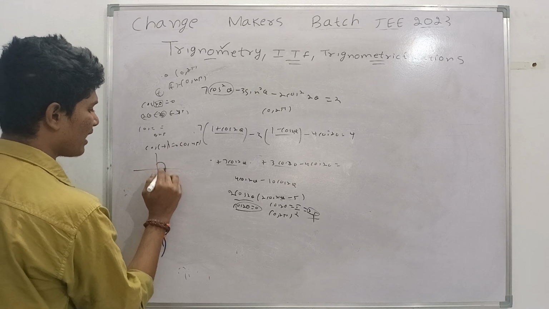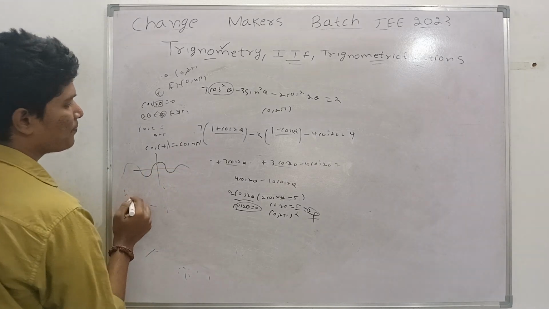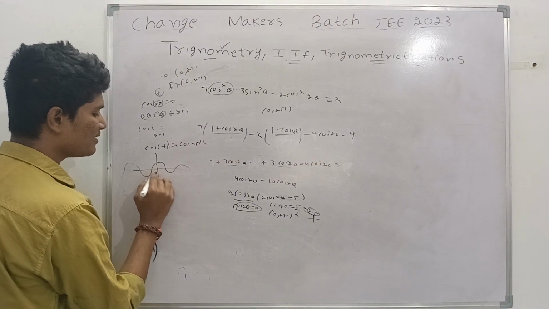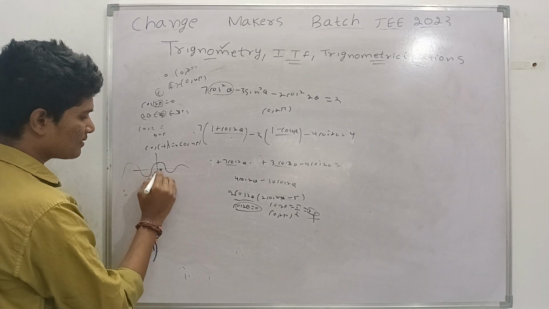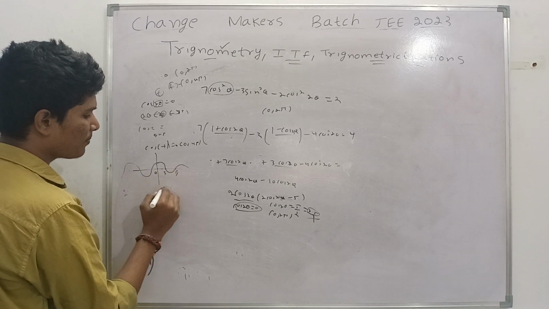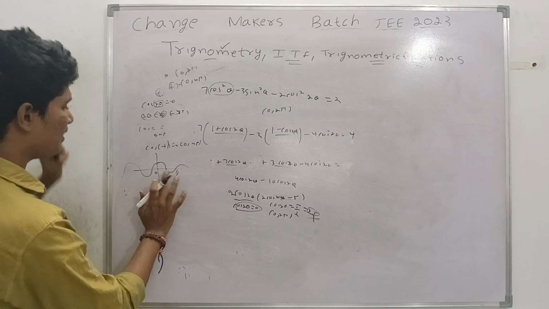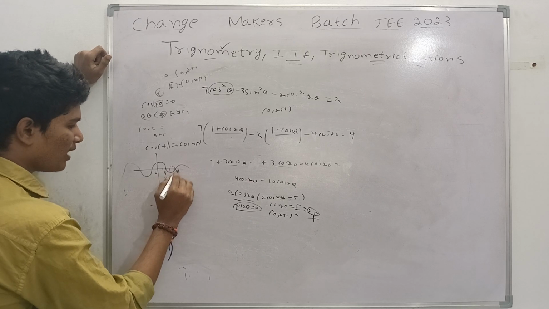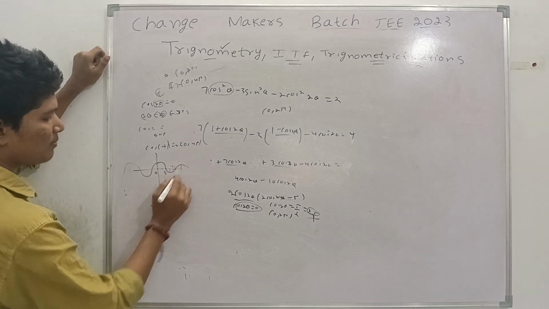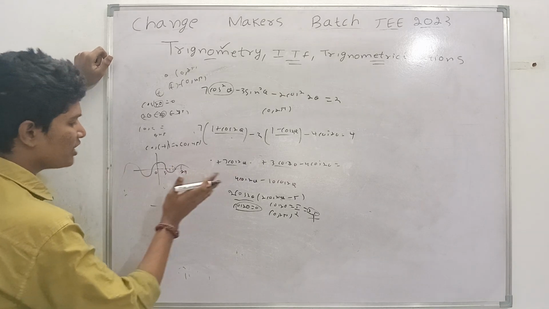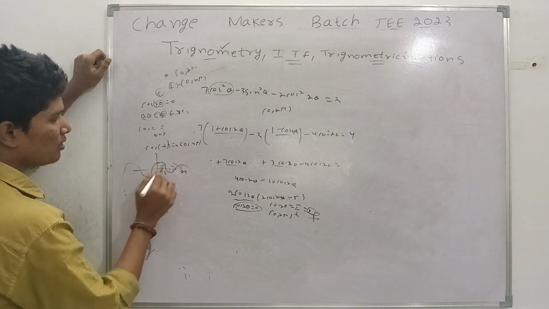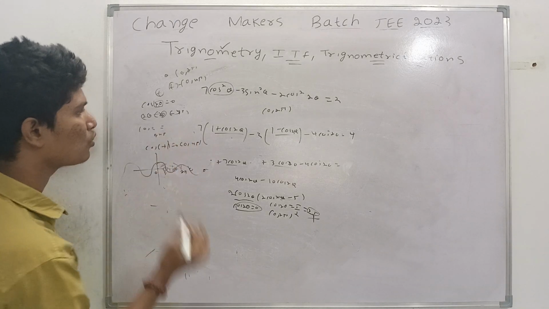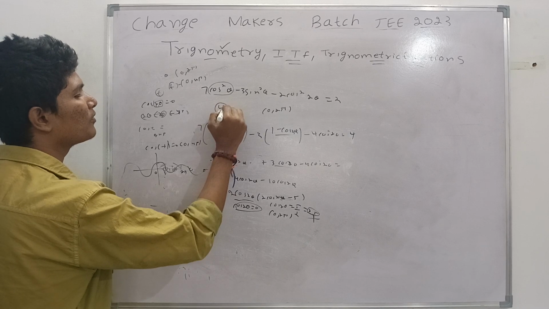Suppose you draw the cos graph from 0 to 4 pi. Where is cos getting 0? This is 0, this is pi by 2, this is pi, this is 3 pi by 2, and this is 2 pi. If we observe from 0 to 2 pi, there are two solutions where it is 0. So from 0 to 4 pi also there are two solutions each, so in total there are 4 solutions.